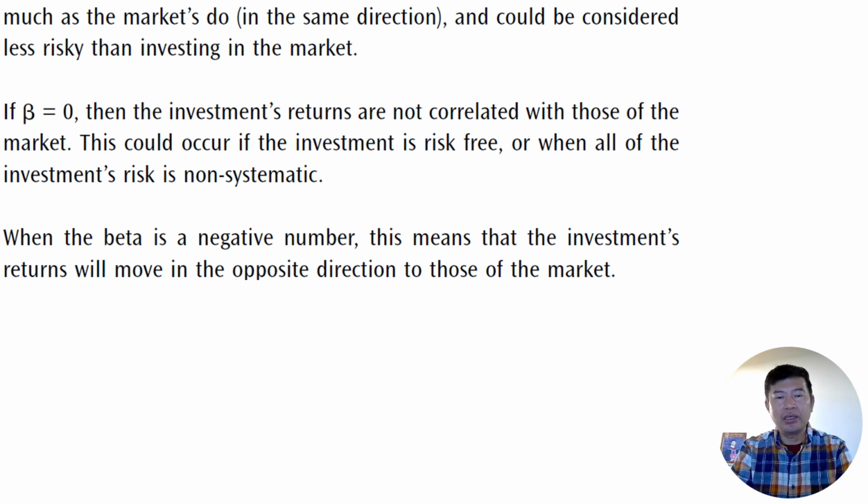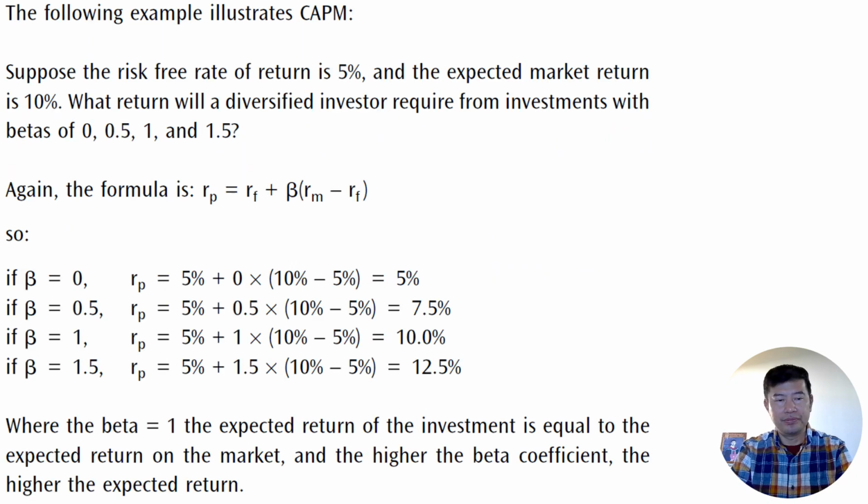Beta equals 0 means investment returns are not correlated. A lot of projects are not correlated. This is an example. Beta equals 0 over here, I mean this part is 0, so the return of the portfolio equals the risk-free rate. Beta equals 0.5, you get like this, so the return of the portfolio must be like this, and so on and so on.